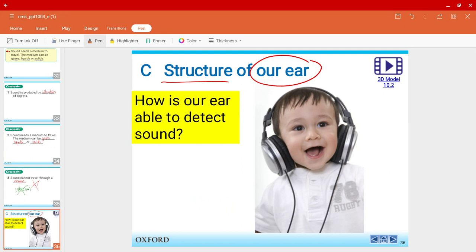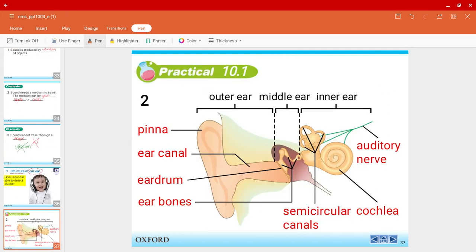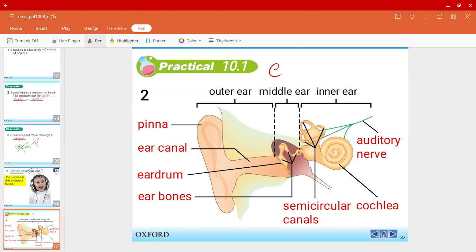So first off, you can look at this picture over here. I suppose you're doing the same by watching this video right now. You're using your headphones or earphones, or even your speaker. That is totally fine. My question for you for this video is, how is our ear able to detect sound? To answer this question, we'll first need to learn about the structure of our ear.